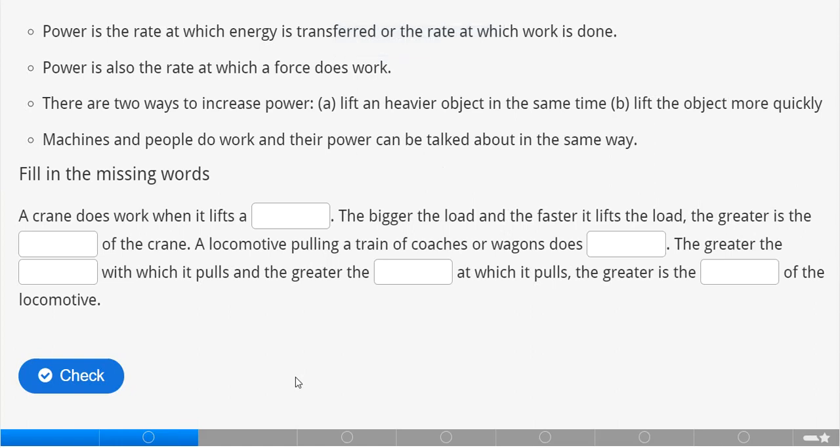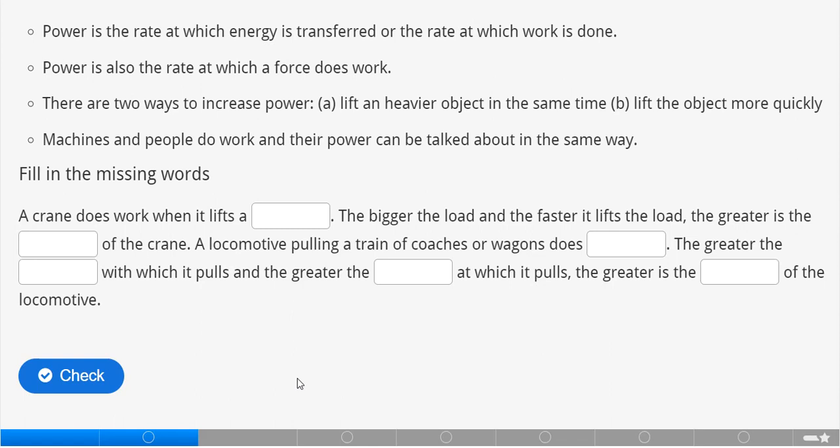Power is the rate at which energy is transferred or the rate at which work is done. Power is also the rate at which a force does work. There are two ways to increase power. A. Lift a heavier object in the same time. B. Lift the object more quickly. Machines and people do work and their power can be talked about in the same way.